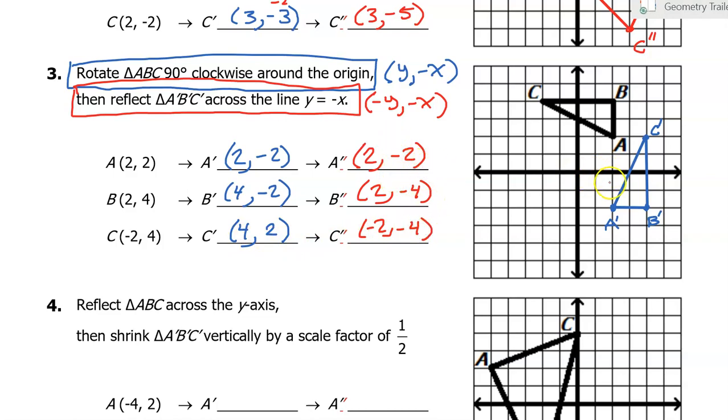So if we graph these, 2 comma negative 2 is going to be right here. And then 2 comma negative 4 is going to be right here. And negative 2 comma negative 4 is going to be right here. All right, so this is going to be A double prime, B double prime, C double prime. Let's draw this. All right, and that's it. That's the final answer. Notice again how the red and blue are mirror images of each other over this diagonal line going downhill. That's what is meant by the line y equals negative x.